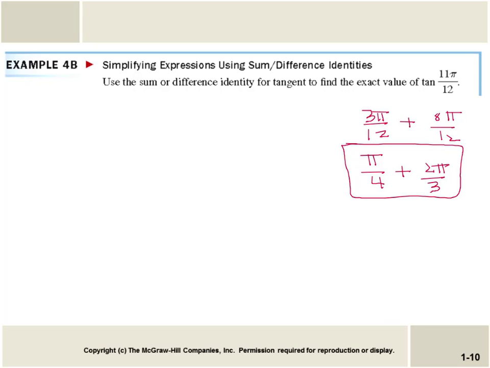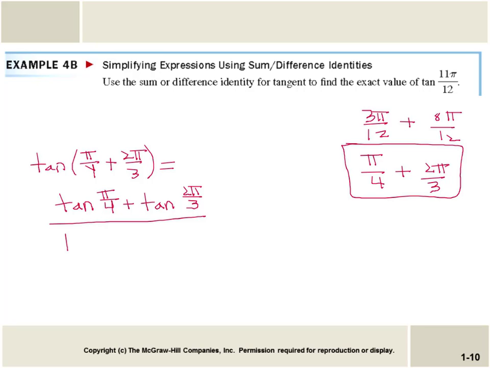Okay, so now we're going to use our tangent formula, which says the tangent of pi over 4 plus 2 pi over 3 is equal to, and you put it into the tangent formula, the tangent of pi over 4, and then we keep the same sign, plus the tangent of 2 pi over 3, over 1, and then notice you flip the sign, tangent of pi over 4, tangent of 2 pi over 3. Right? You with me, Sajida?